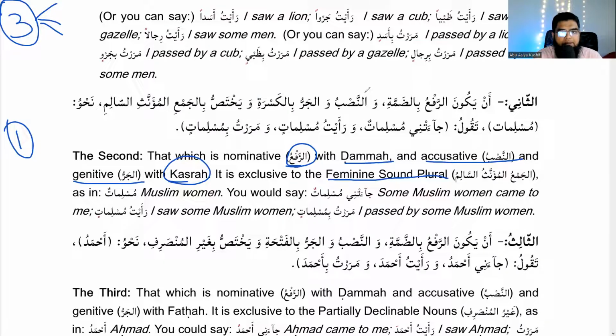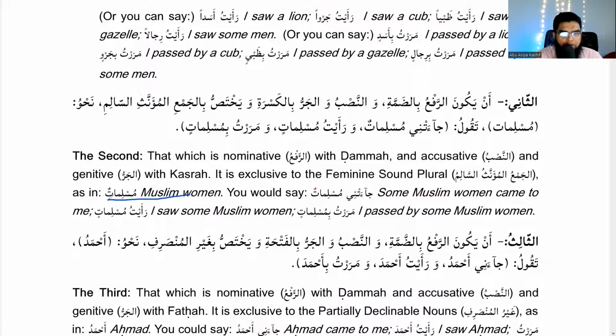Al-Jam'ul Mu'annathus Salim. As in Muslimatun. Okay, you can see the Dhamma. Ja'atni Muslimatun. Some Muslim women came to me. Ra'aytu Muslimatin. Actually, there should be Fatha, right? But these feminine plurals will not take Fathas at all. Never. Ra'aytu Muslimatin, and I saw some Muslim women. Marartu bi Muslimatin, again Kasra. Nasb and Jar is the same. I passed by some Muslim women, marartu bi Muslimatin.